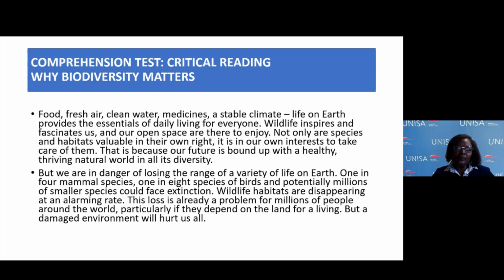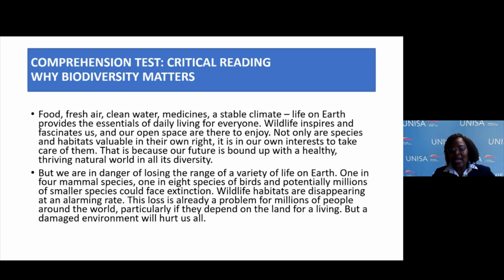Why biodiversity matters. Food, fresh air, clean water, medicine, a stable climate. Life on Earth provides the essentials of daily living for everyone. Wildlife inspires and fascinates us, and our open spaces are there to enjoy. Not only are species and habitats valuable in their own right, it is in our own interests to take care of them. That is because our future is bound up with a healthy, thriving natural world in all its diversity. But we are in danger of losing the range of variety of life on Earth. 1 in 4 mammal species, 1 in 8 species of birds, and potentially millions of smaller species could face extinction.